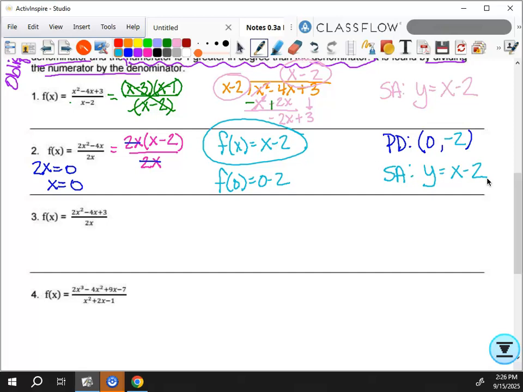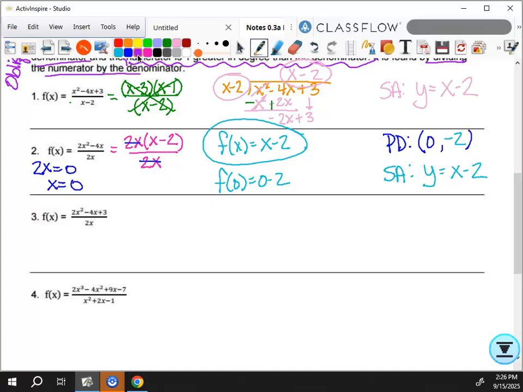Only if you just get a line and you can't even divide. Okay. Everybody okay with that? Questions? All righty. Now let's look at 3.